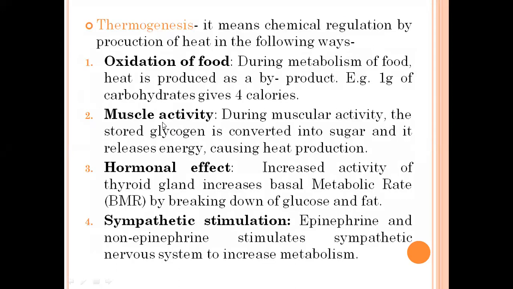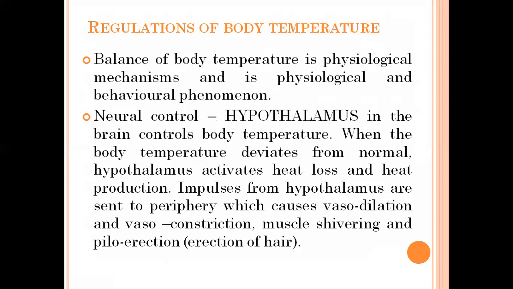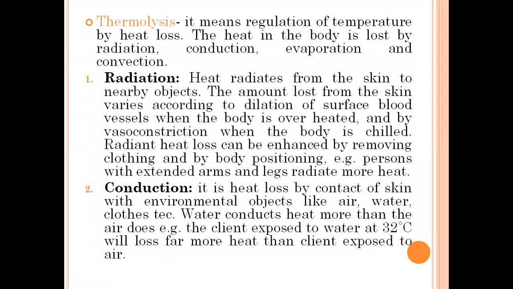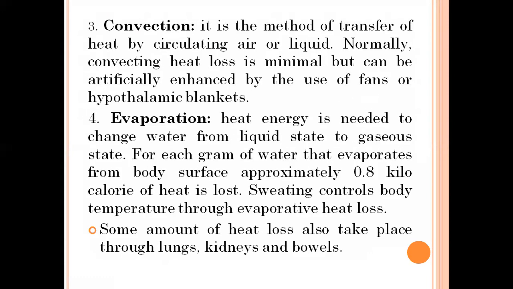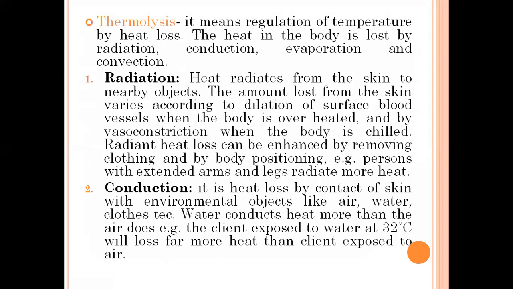So the first one is neural control, and the second one is thermogenesis. The body temperature is being controlled by neural control, thermogenesis, and thermolysis. Let's see thermolysis. What do you mean by thermolysis? It means regulation of temperature by heat loss. The heat in the body is lost by radiation, conduction, evaporation, and convection.